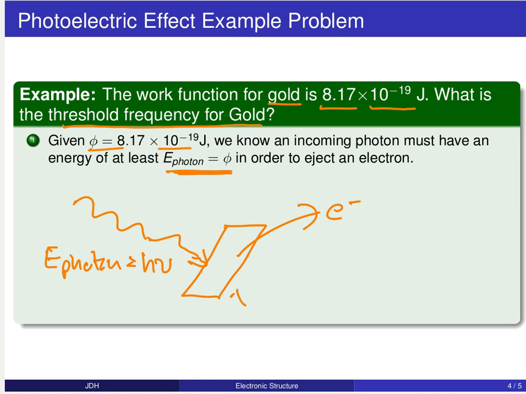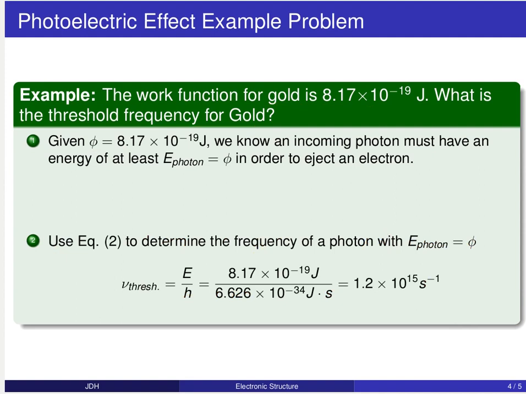Where the work function for this gold metal is given to us. And so when the frequency of the incoming photon equals the threshold frequency, then the corresponding energy will equal our work function. So we have a setup that looks like this.